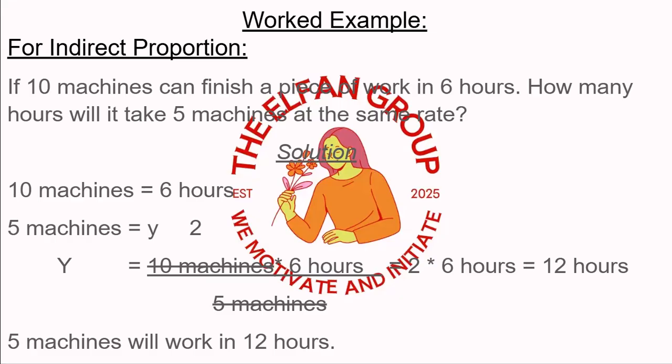So now we're going to say y equals 10 machines times 6 hours over 5 machines, which equals 2 times 6 hours, which equals 12 hours. How we got that answer was 5 machines can divide 10 machines, which equals 2. So 2 times 6 hours will give you 12 hours. So therefore 5 machines will work in 12 hours for the same piece of work.